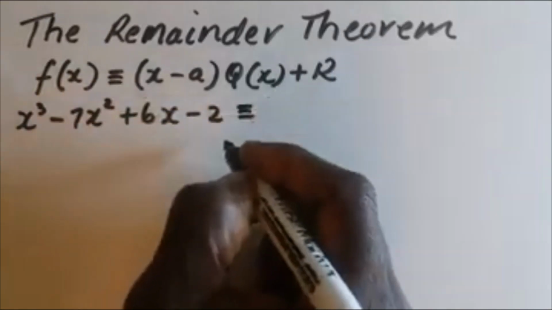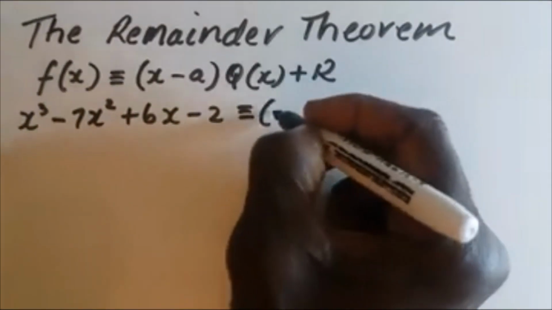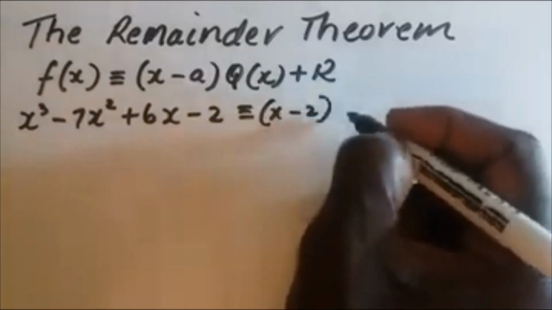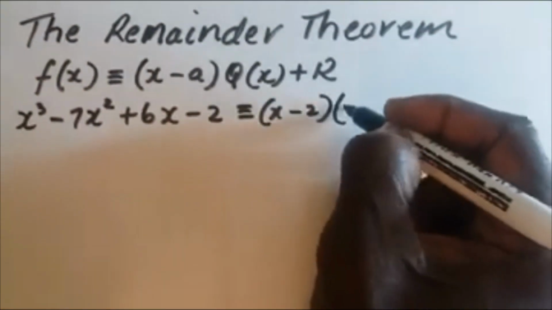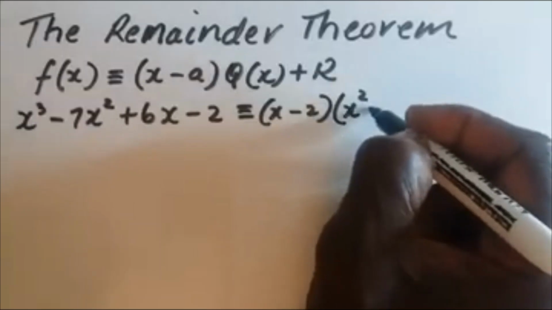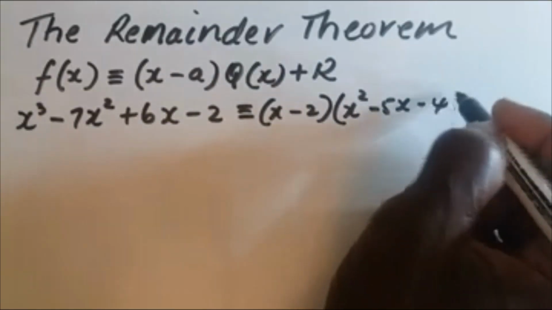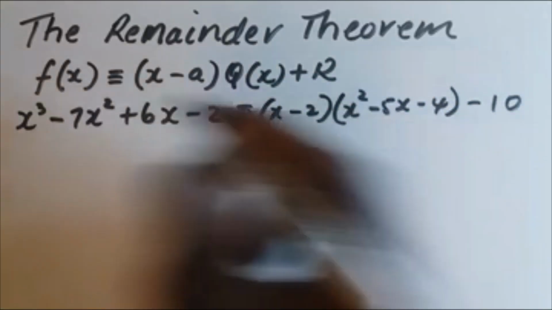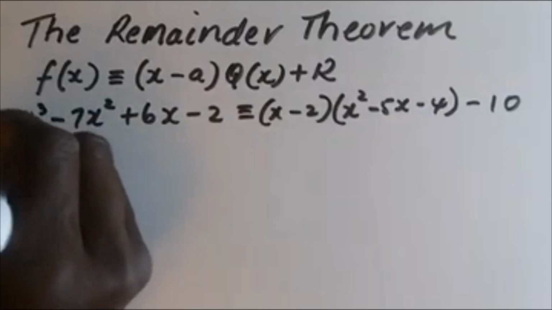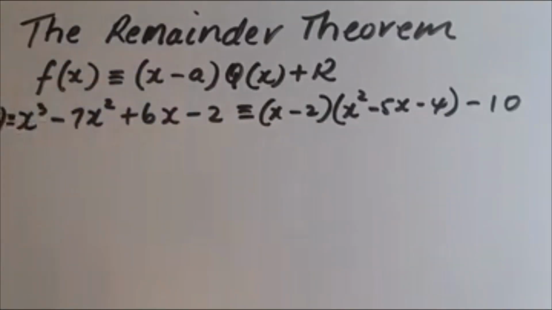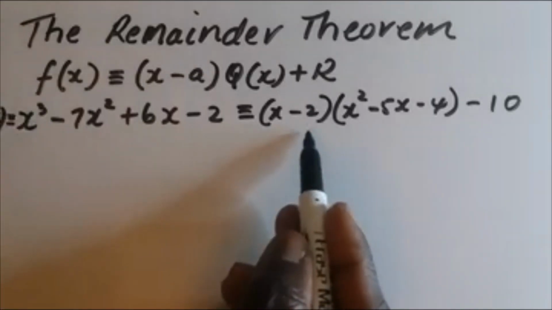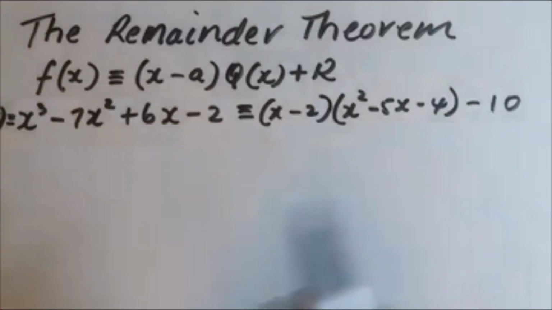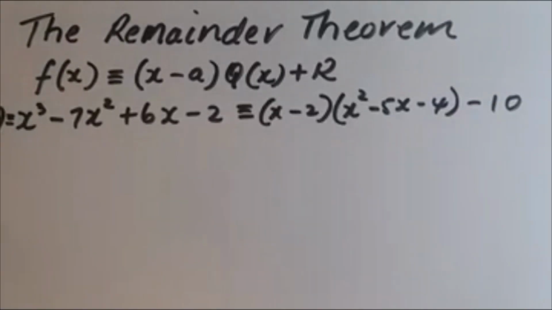That's actually equivalent to x minus 2 times our quotient x squared minus 5x minus 4, and our remainder is 10. So this was f of x. So the divisor times the quotient add the remainder gives us our function.